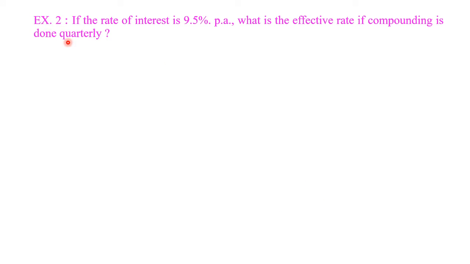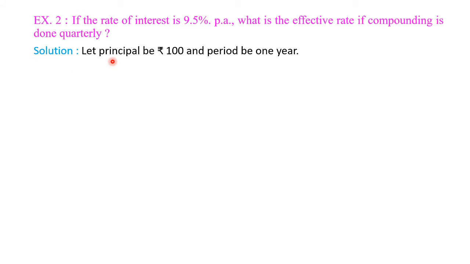Okay. Example number 2. If the rate of interest is 9.5% per annum, what is the effective rate if compounding is done quarterly? Here we have to solve compounding done quarterly. Solution. Let principal be rupees 100 and period be 1 year. R percent per annum is equal to R divided by m percent. 9.5% divided by 4 because compounding is done quarterly. m is equal to 4 and we get 9.5 divided by 4 is equal to 2.375% per term and n is equal to 4 terms.